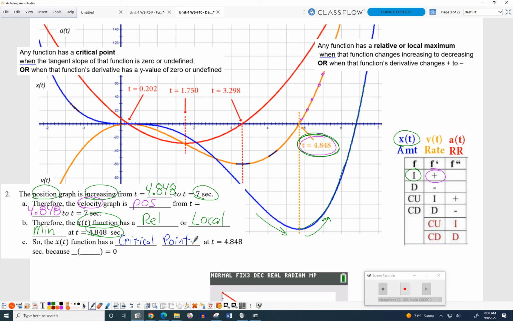At that time, now careful here, the position has a critical point at that time. One of the reasons we know that is because the velocity at that time has a value of 0. Questions? Cool, next one, number 3.